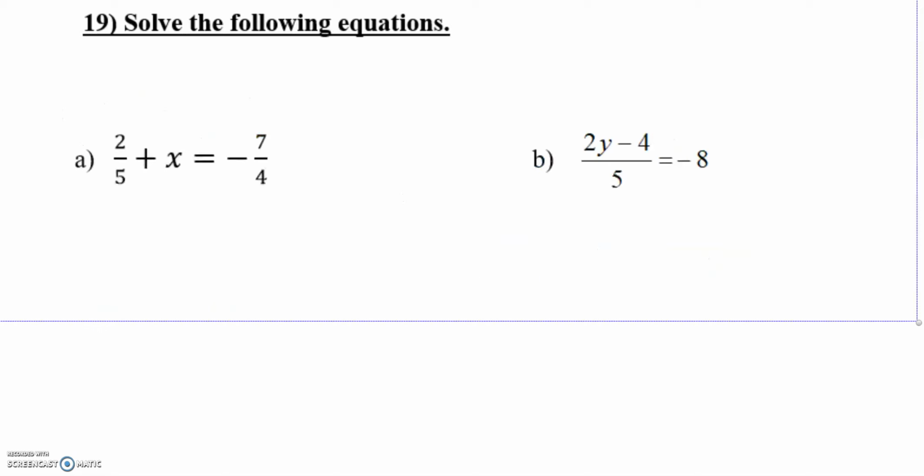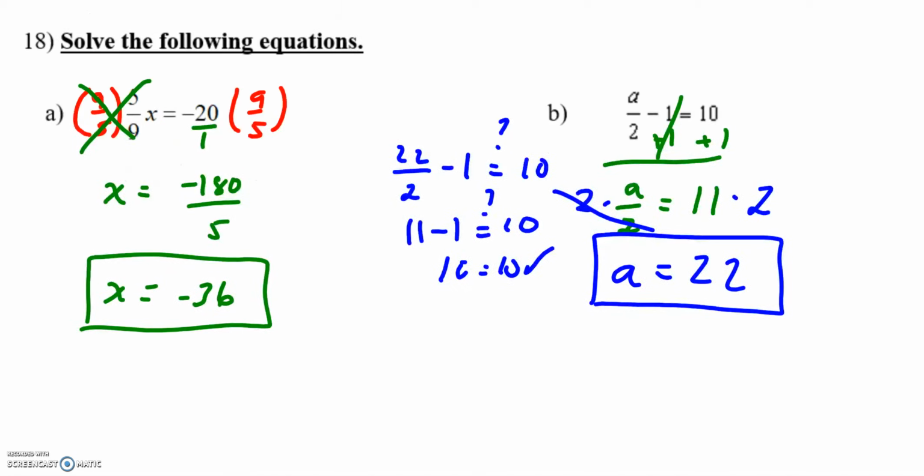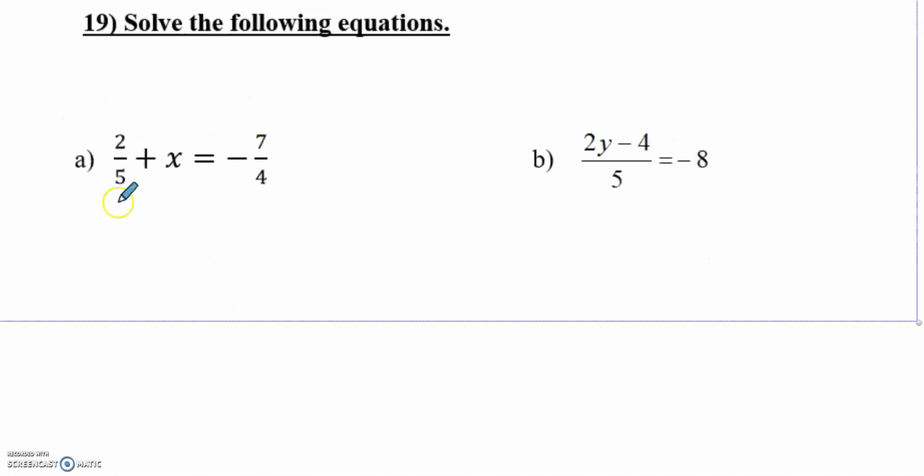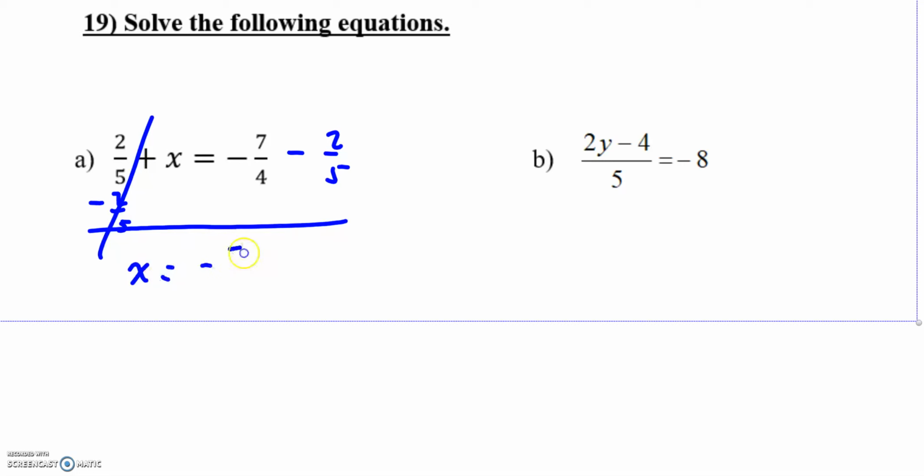19 part A, again, I picked another fraction problem because I noticed some got it and some didn't. If I want to get x alone, notice that the 2/5 is being added to x. So unlike 18a, where we could use the reciprocal, here we're not multiplying or dividing. What we need to do to get 2/5 to the other side is subtract. So x then is equal to negative 7/4 minus 2/5.